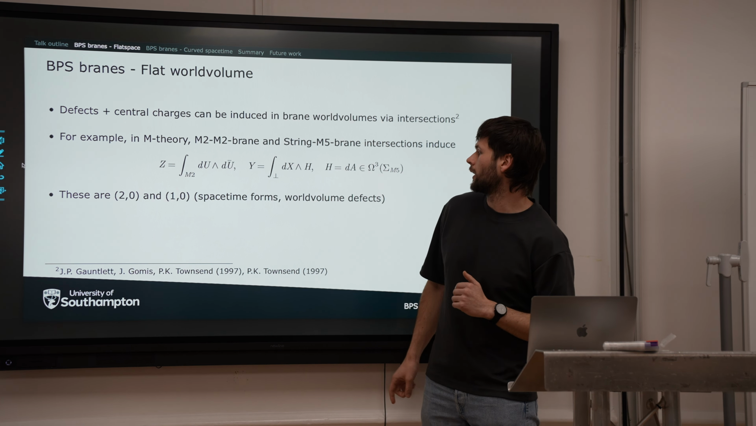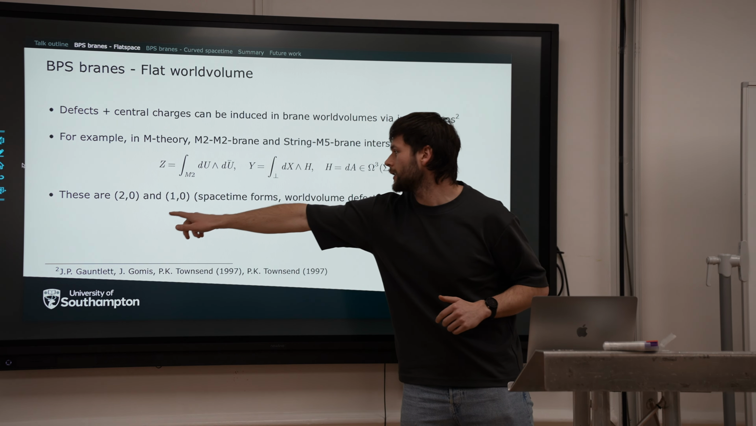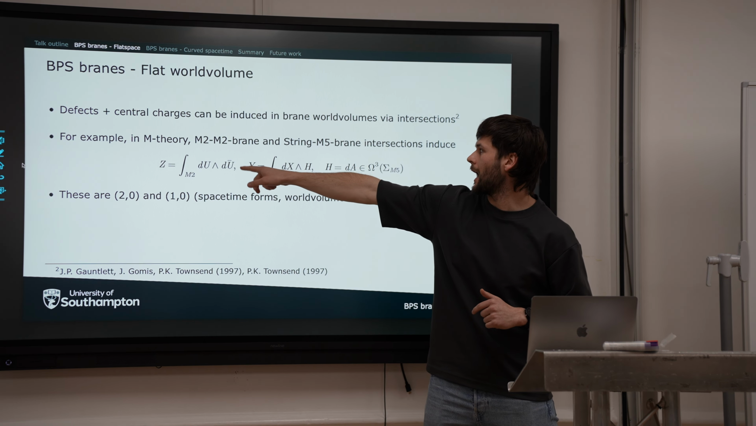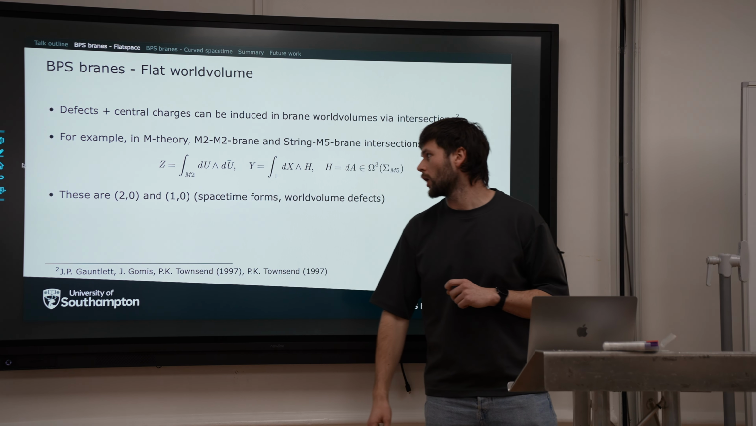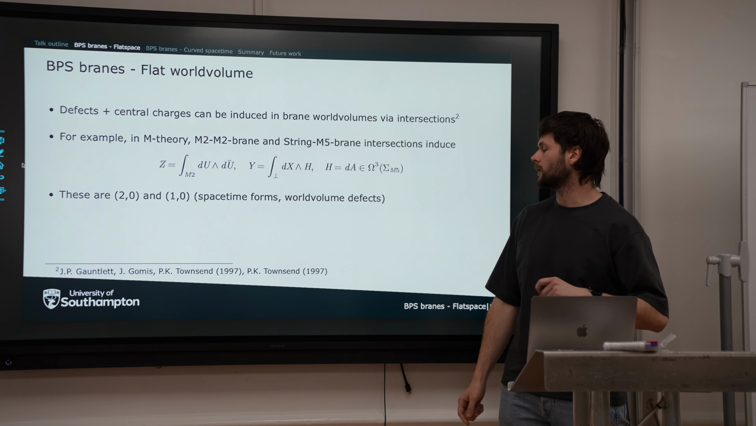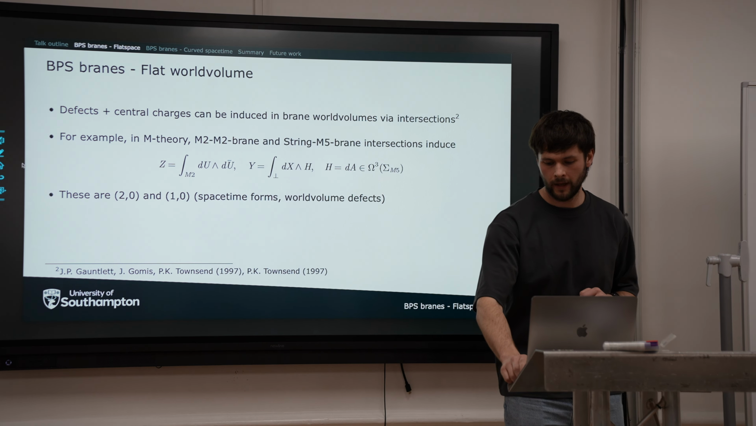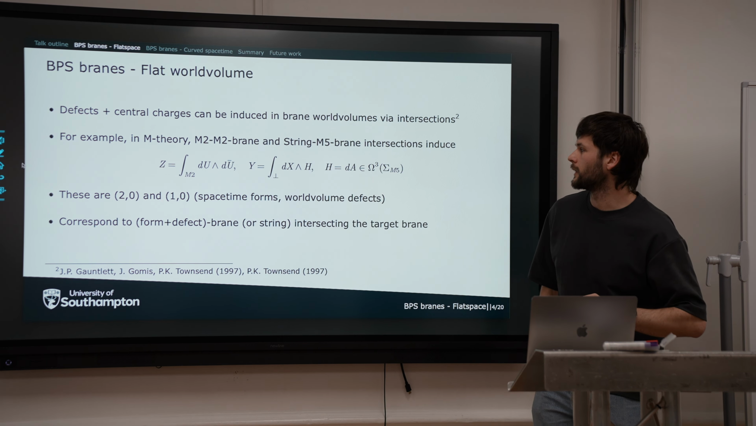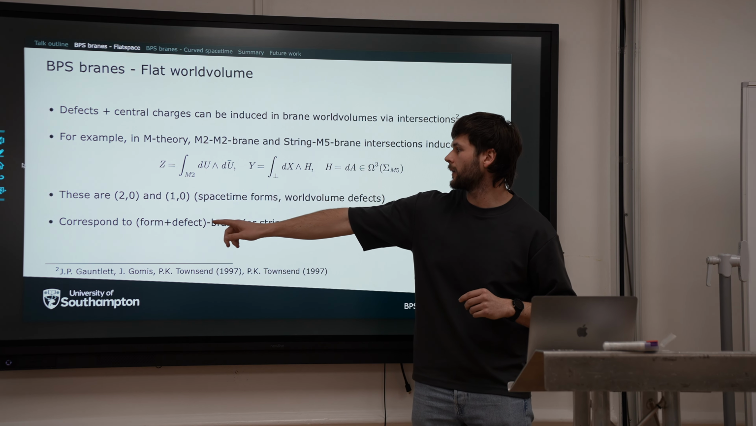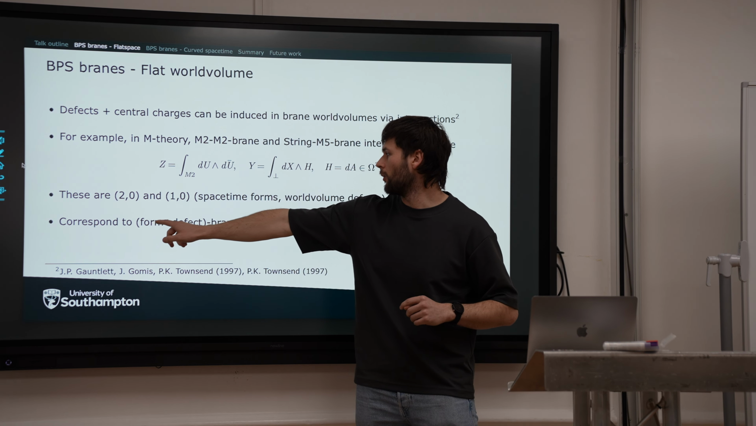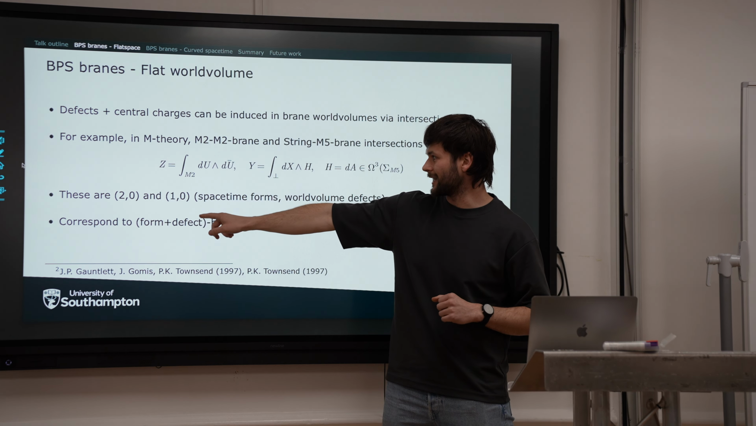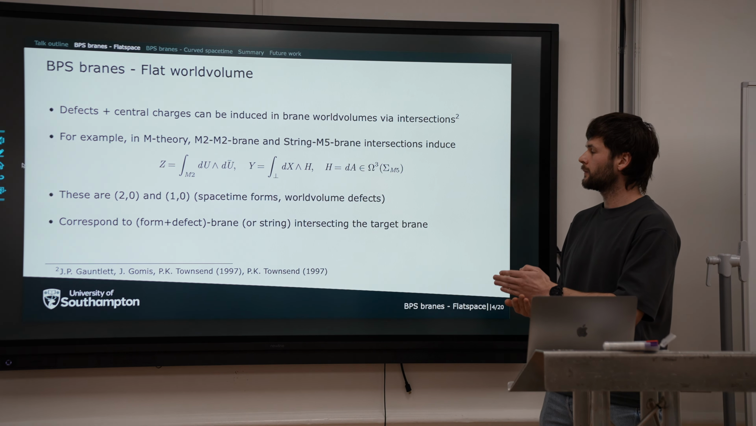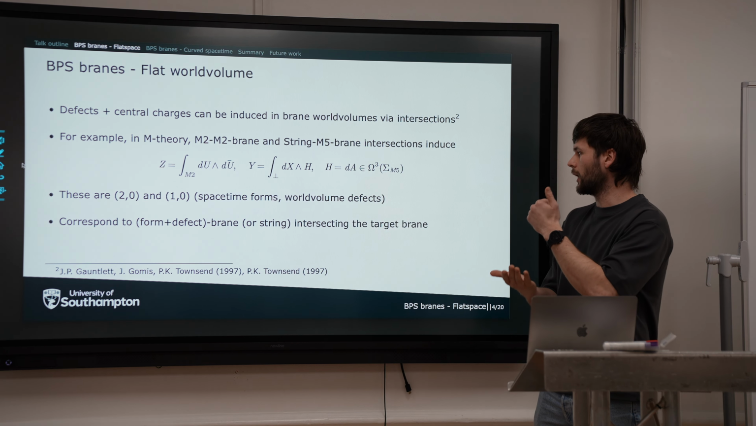And so I've introduced this notation here, where the M2 brane intersection is a (2, 0) space-time form / world volume defect. The space-time interpretation of these intersections is realized in the following way: if you add the dimensionality of the form plus the dimensionality of the defect, this gives you the dimensionality of the brane that is emerging from your target.